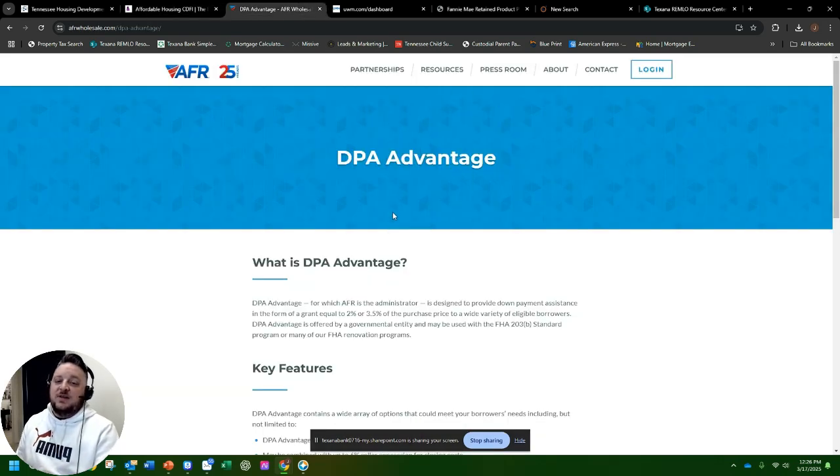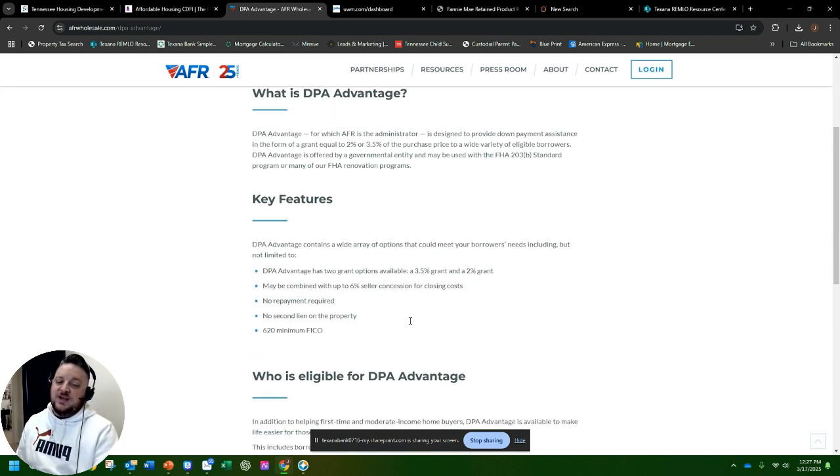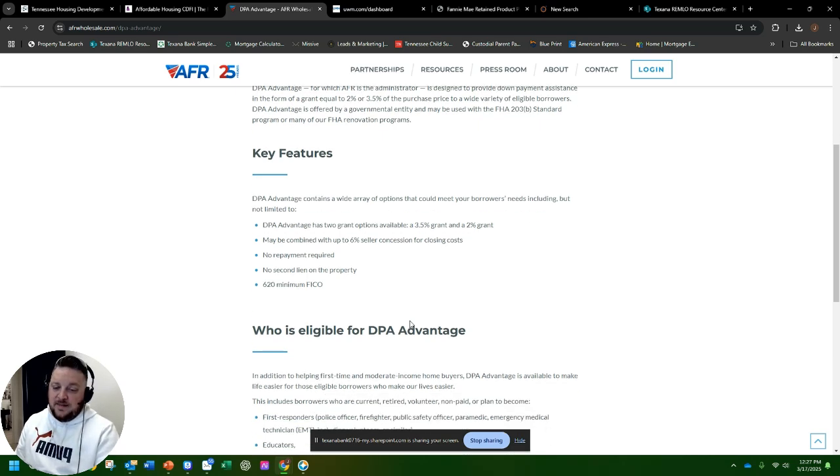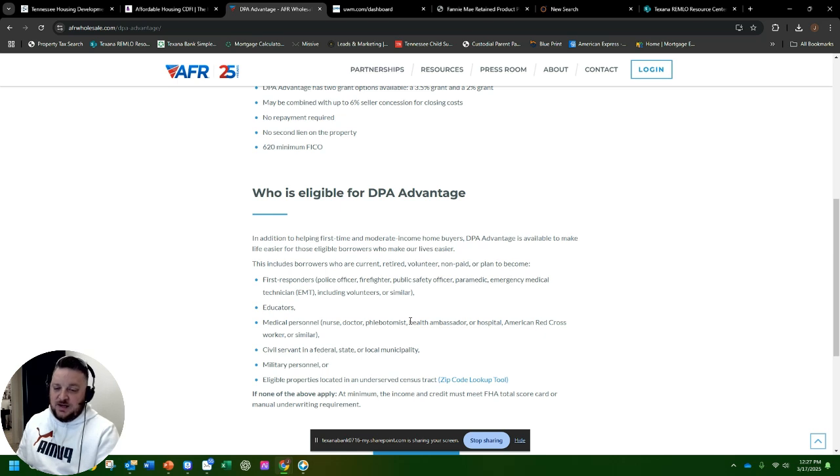Then you're also going to have lender-specific ones, like here we have at AFR, that is a DPA advantage. It is 2 to 3.5% towards your down payment, and it is a grant, so it is forgiven. They do have a higher interest rate, and it is available to a large part of the community, but what you want to do is make sure, one, the first two don't work ahead of AFR, and then look at AFR's product and availability.